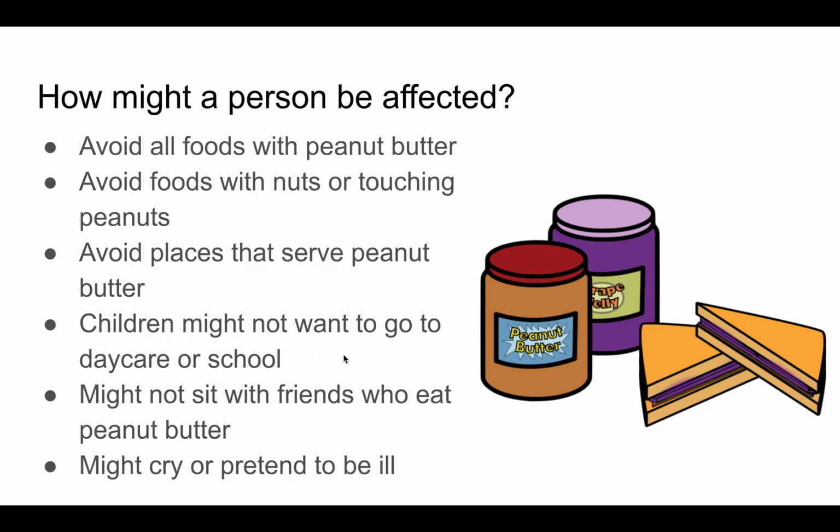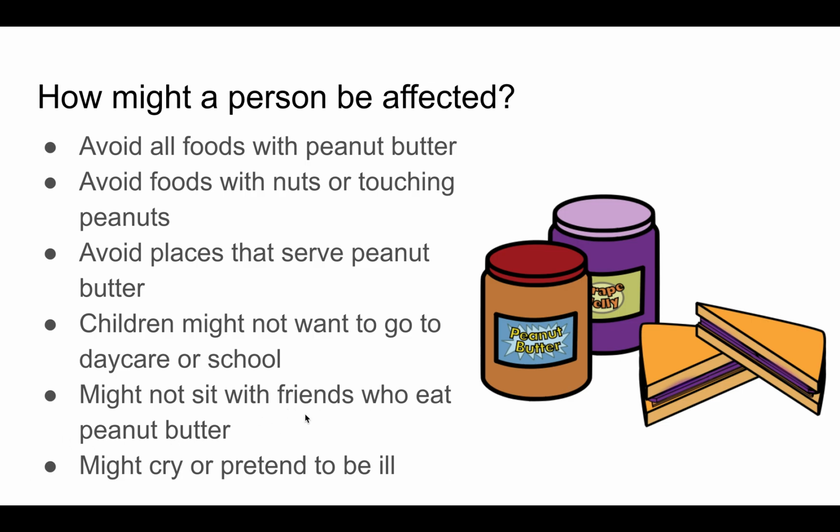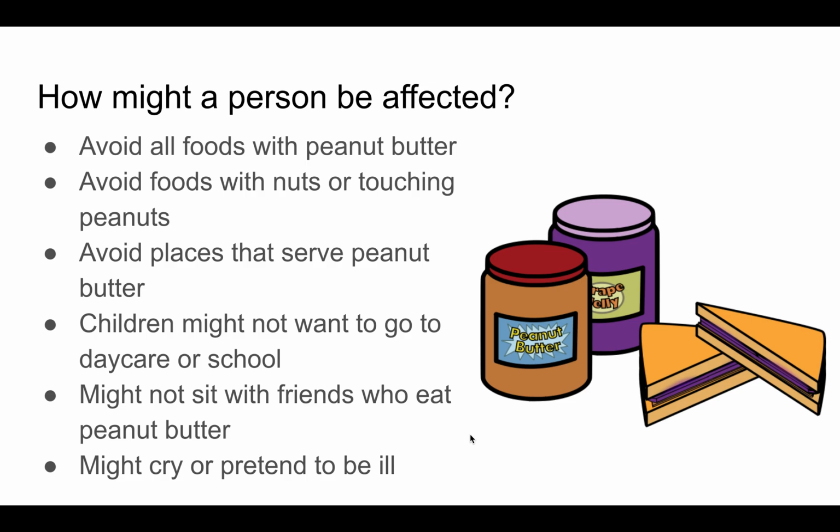cafeterias and stuff. Children might not want to go to daycare or school because they might be afraid of coming in contact with peanut butter. They might not want to sit with their friends who eat peanut butter because they don't want to be that close to it. Sometimes kids might cry or pretend to be sick to avoid being in situations where they'll be around peanut butter. Or young kids will actually throw fits when they're around this kind of stuff that scares them.